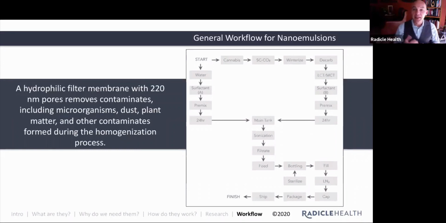But the nanoemulsions are comprised of droplet sizes that are smaller than 100 nanometers. So these droplets can pass directly through the filter membrane. And they also use a hydrophilic membrane, so that ensures that the droplets don't stick to anything. And then prior to capping, you can see this box that says LN2, which stands for liquid nitrogen.